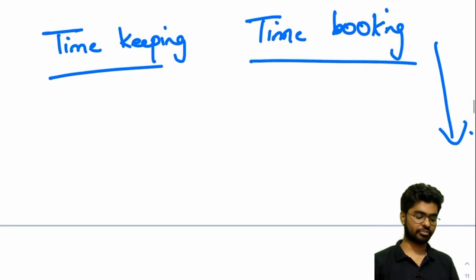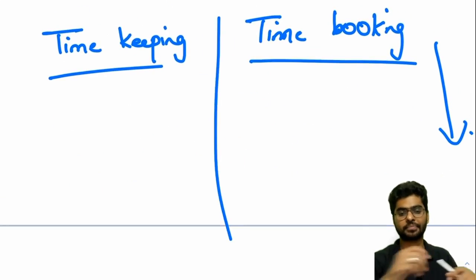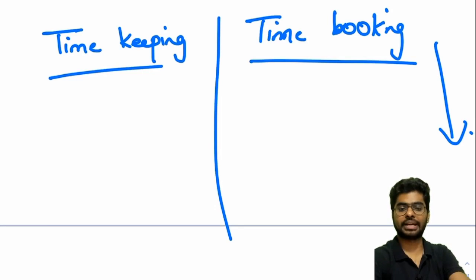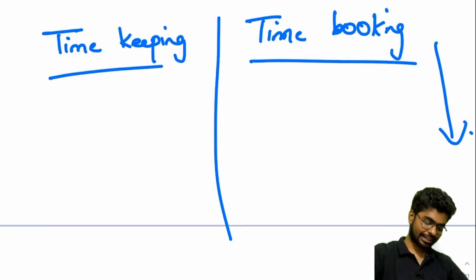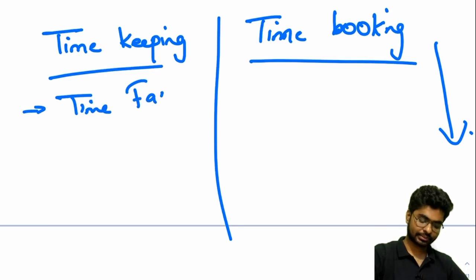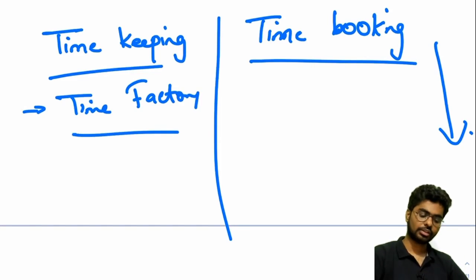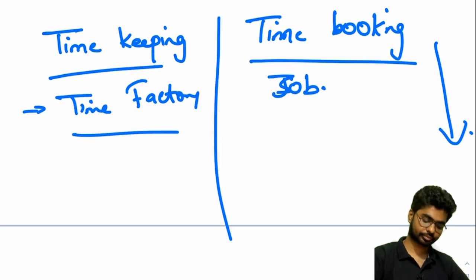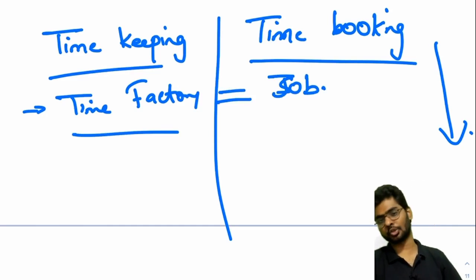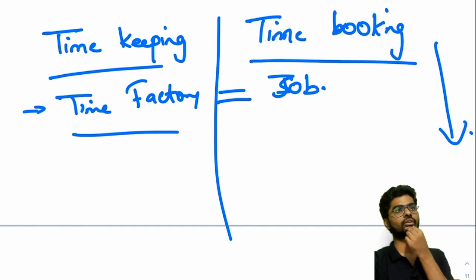Okay guys, tell me the difference between timekeeping and time booking. Basically, I can say timekeeping is the time spent in the factory. Time booking is the time spent on the job. Can these two be the same?